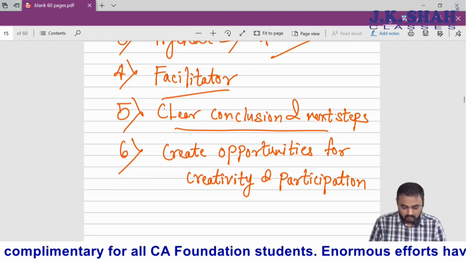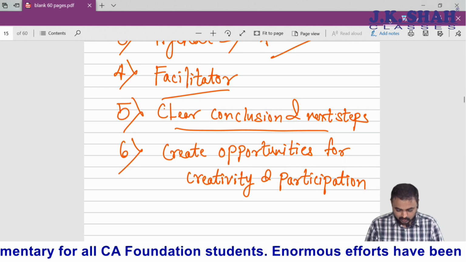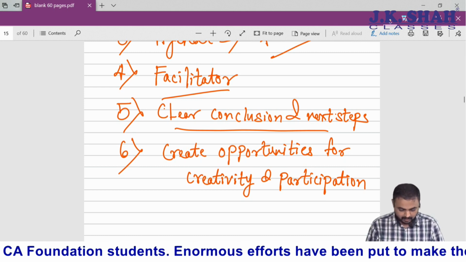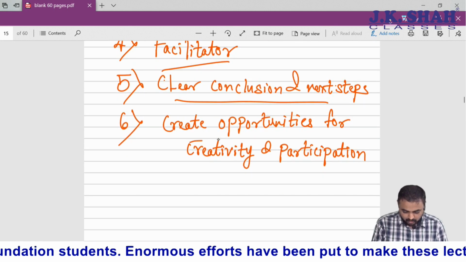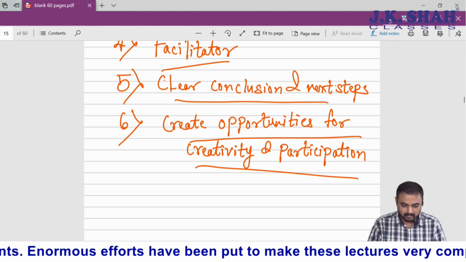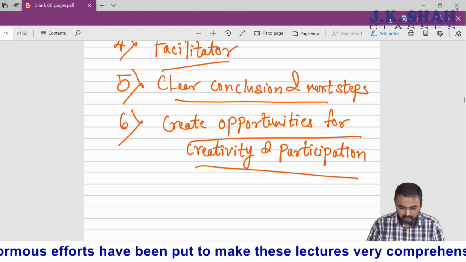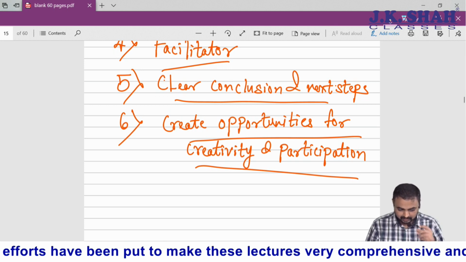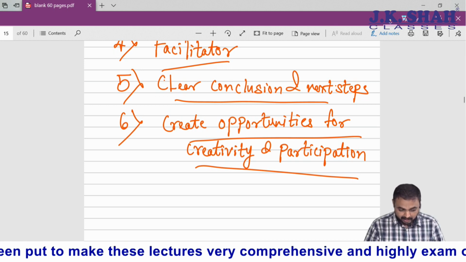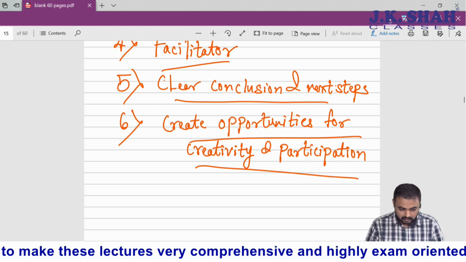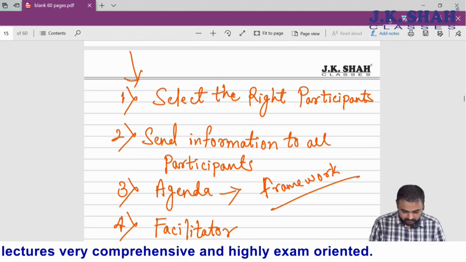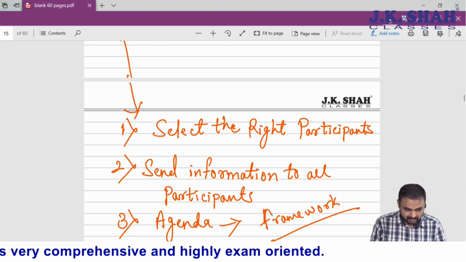Next, one should arrive at clear conclusion and formulate next steps after the meeting. Sixth one should create opportunities for creativity and participation. In a meeting, only the senior management will speak and the junior management will listen. That should not take place. There should be active participation from both the senior management as well as junior management. So here are the 6 points which are necessary.